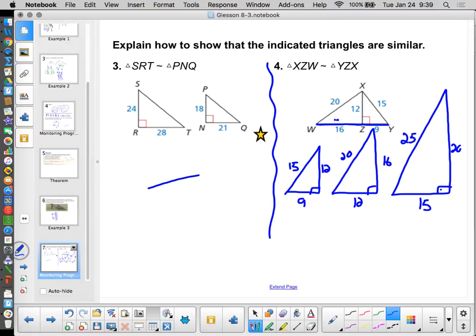This is a picture we're going to see a lot in the future. So it's one you're going to want to get used to. And if you set up your proportions, and I'll leave that to you to work on in your notes, you'll find, I think, that these are similar triangles. It's a pretty neat setup.